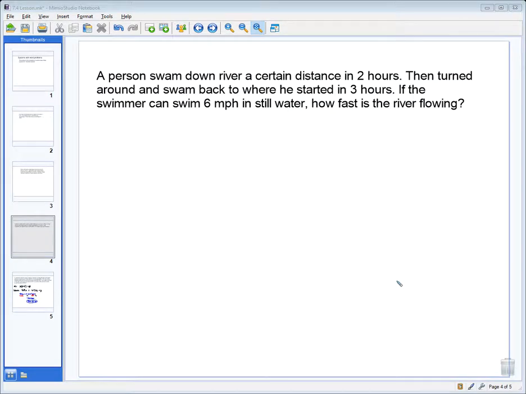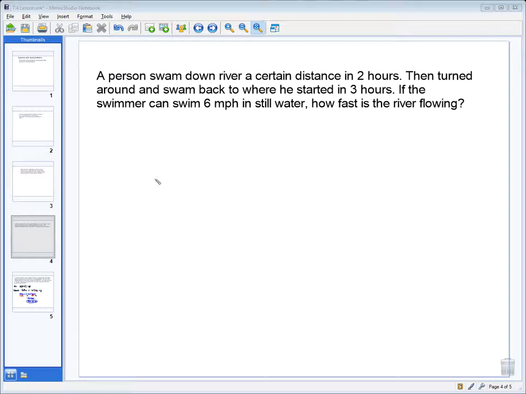Here's my second example. A person swam downriver a certain distance in 2 hours and then turned around and swam back to where he started in 3 hours. If the swimmer can swim 6 miles per hour in still water, how fast is the river flowing?